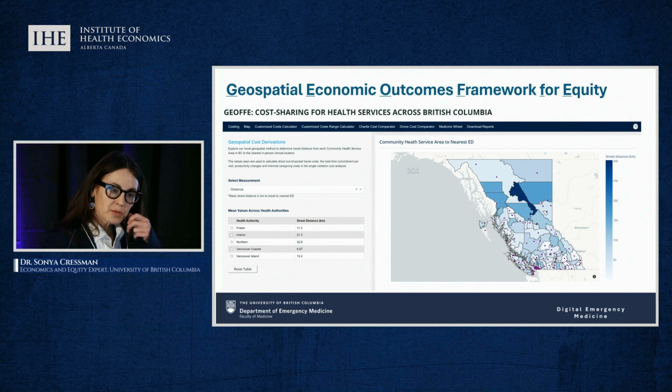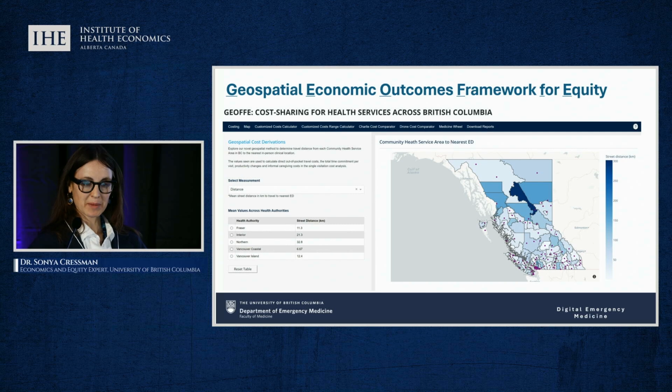In our research group, we have a fancy piece of software called GEF. It stands for Geospatial Economic Outcomes Framework for Equity. Another cute name. This is a software that can calculate road distance traveled and look at the distance to clinics. And the dots you see on this map are all the emergency departments in BC, and you can see the heat map shows the greatest distance to travel to get those emergency departments.